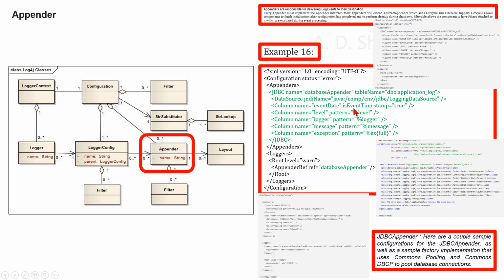Is event timestamp, boolean: use this attribute to insert an event timestamp into this column, which should be a SQL date time. The value will be inserted as java.sql.Types.TIMESTAMP. Either this attribute equal to true, pattern, or is event timestamp must be specified, not more than one of these.